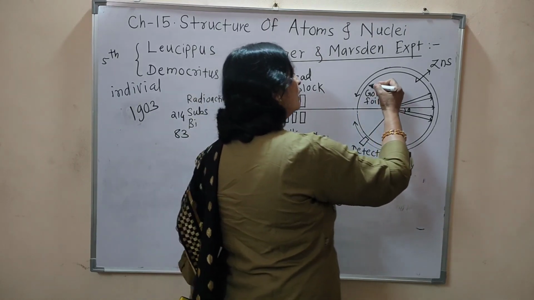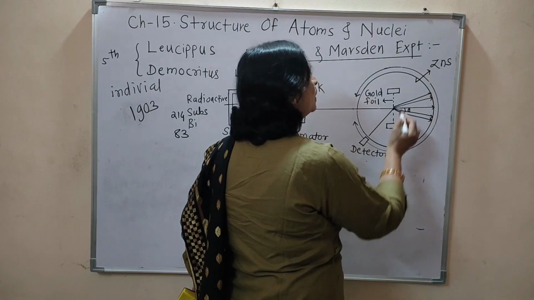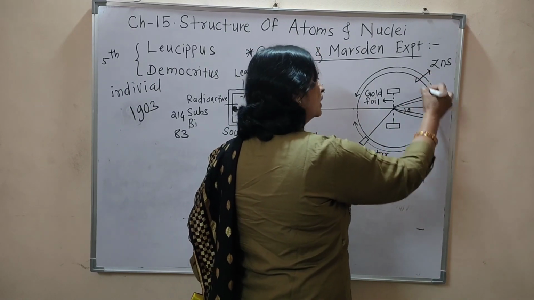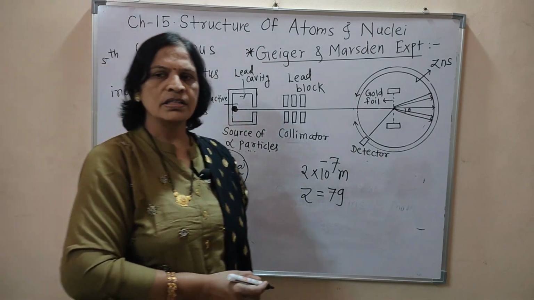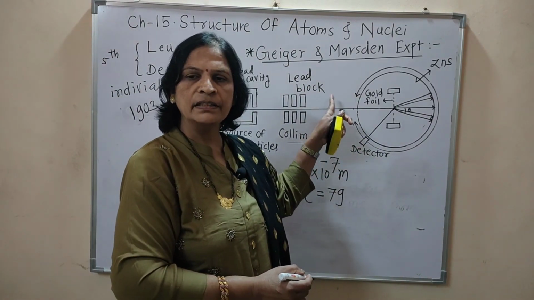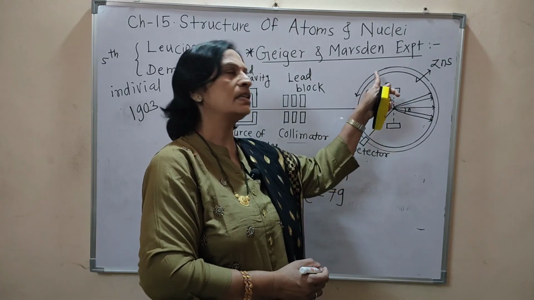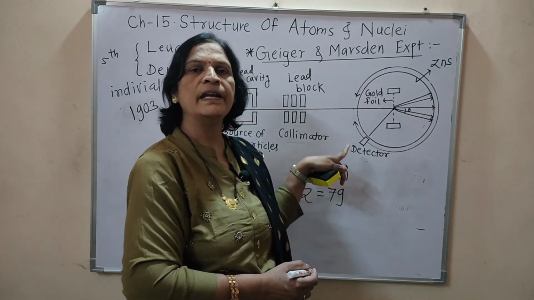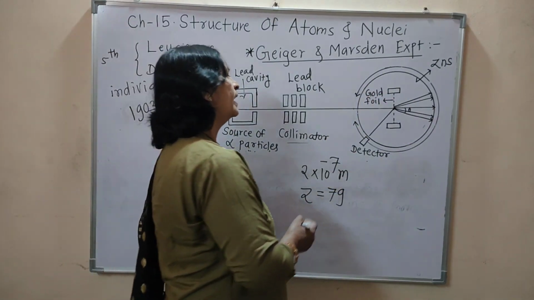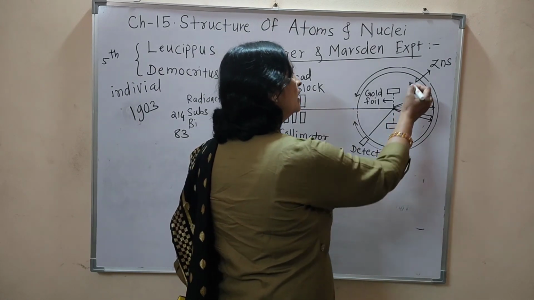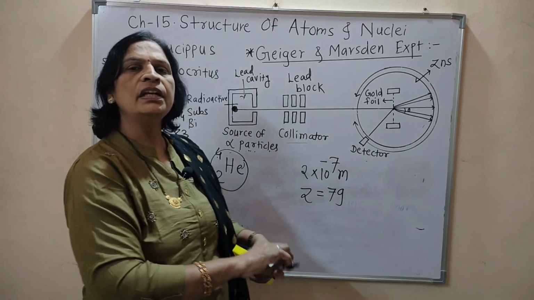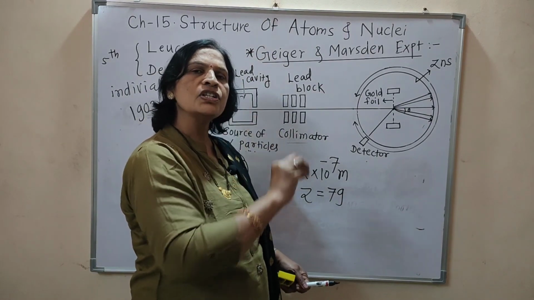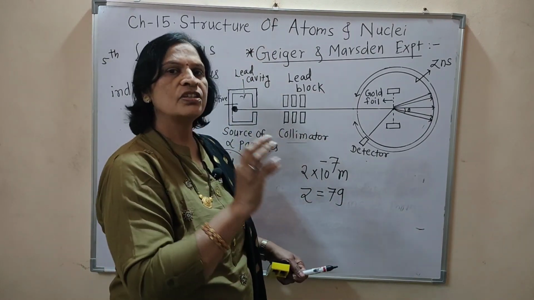Then here the zinc sulfide coating is there. Why is zinc sulfide used? Because zinc sulfide is a radioluminescent substance. And when the alpha particles strike here, at that time scintillations occur. Scintillations means flashes.